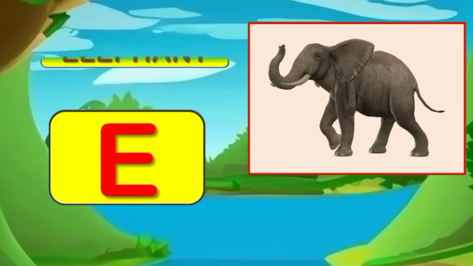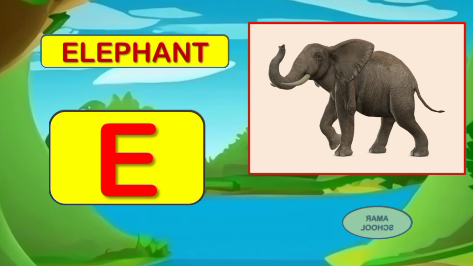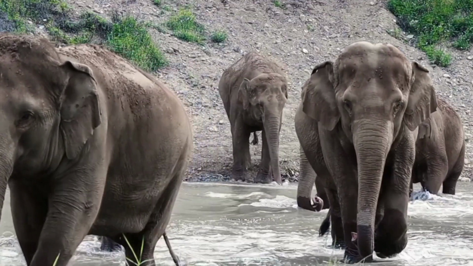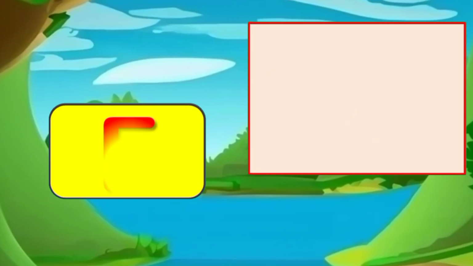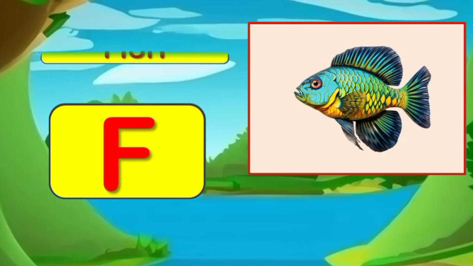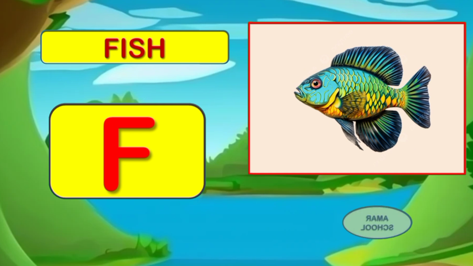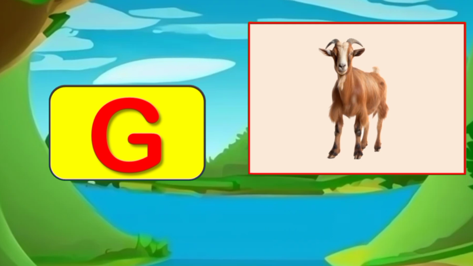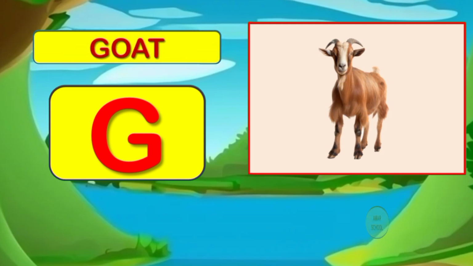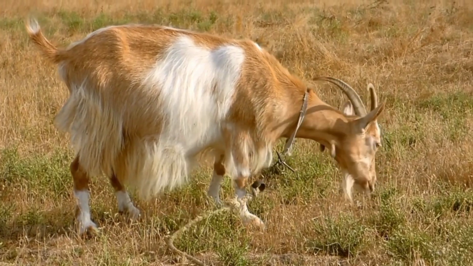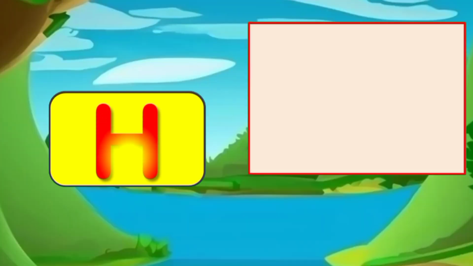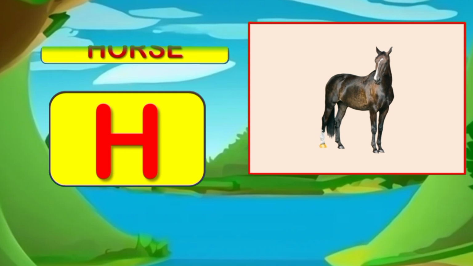E. E for elephant. F. F for fish. G. G for goat. H. H for horse.